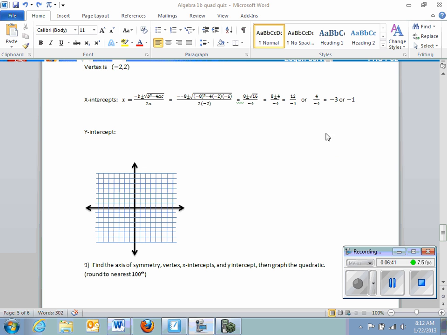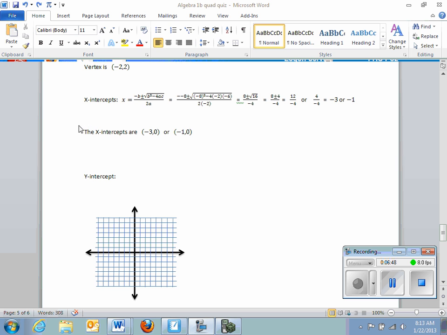We want to make sure that we write our x-intercepts as points, so let's do that. So there are our x-intercepts, negative 3, comma 0, and negative 1, comma 0.